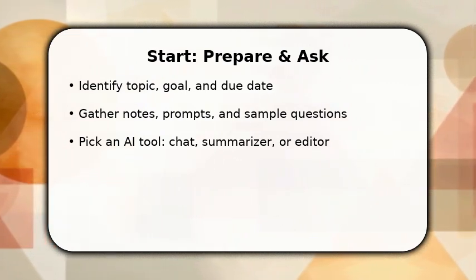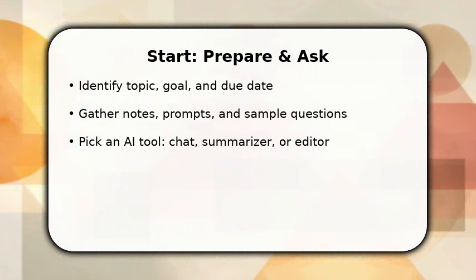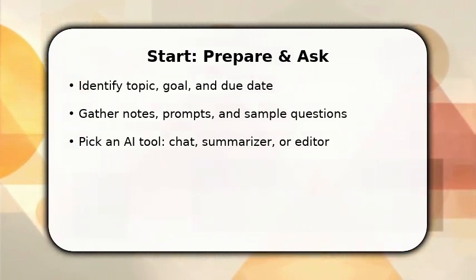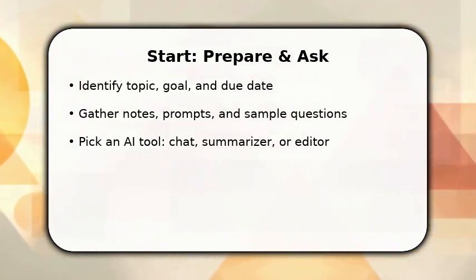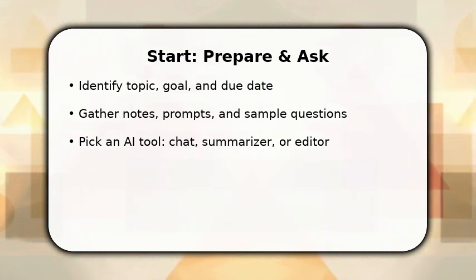Next, choose the right AI mode, drafting, summarizing, or editing, and craft a short initial prompt that includes format, length, and tone. Be direct and set constraints. This saves time and keeps results relevant to your task.